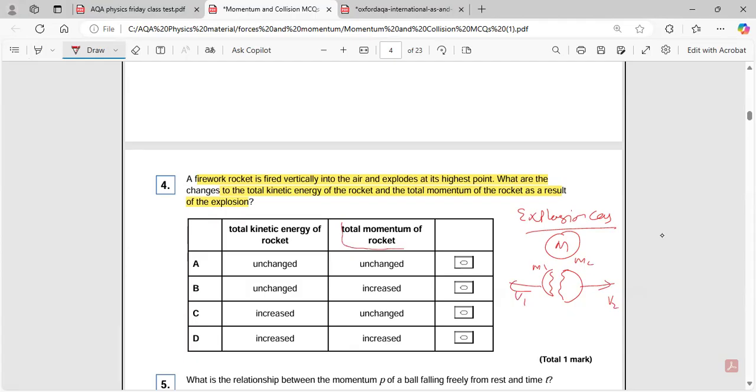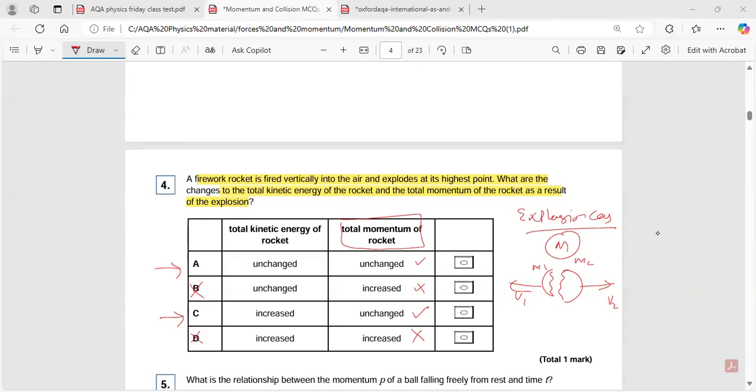So the total momentum of the rocket: unchanged, yes. Increases, no. So it means that two of the options are cancelled away, and you have to look for either A or C. And what about the total kinetic energy of the rocket? We have to see what has happened to the total kinetic energy of the rocket.